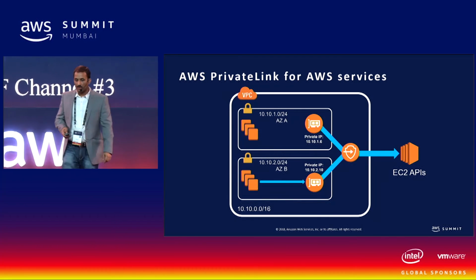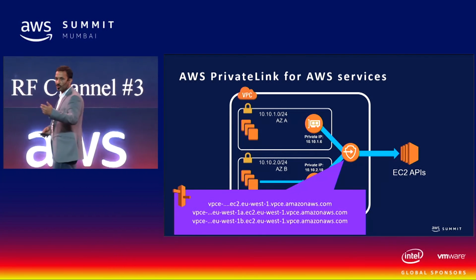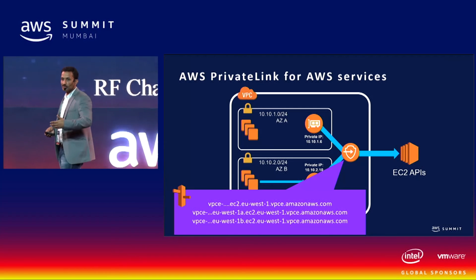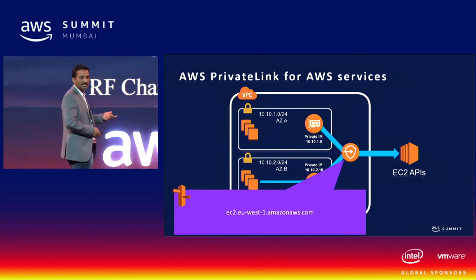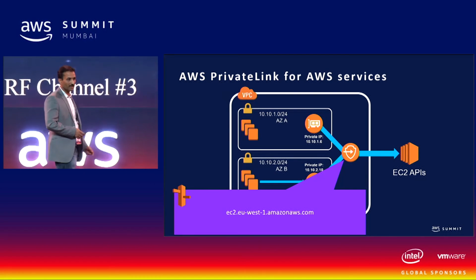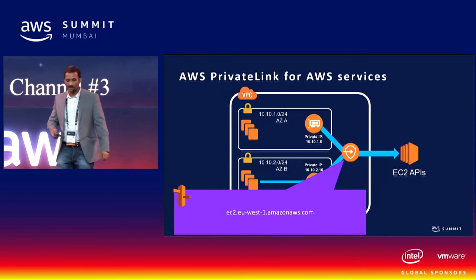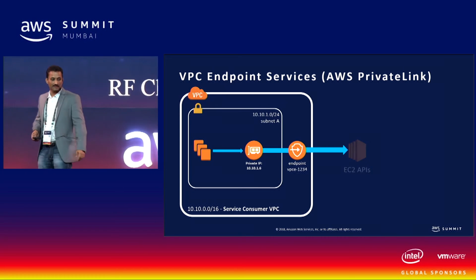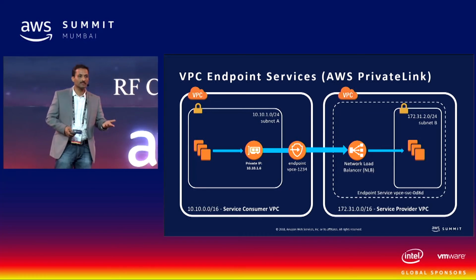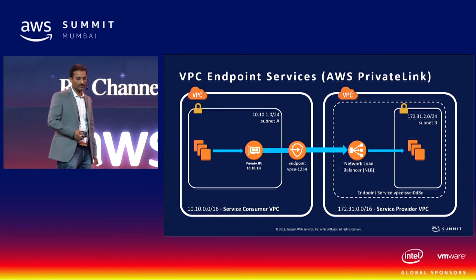And each endpoint will have multiple host names which will be mapped to the EC2 API endpoint name using a CNAME in Route 53, right? So this is about AWS services. What about services hosted by someone else, or another business unit of your organization or another team of your organization?